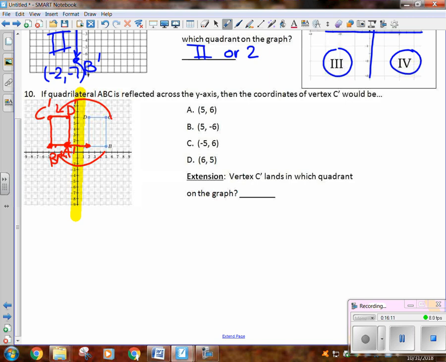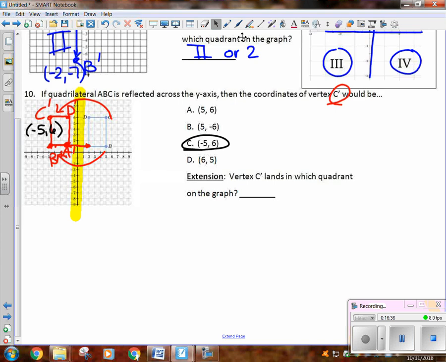I'm talking about the coordinates of vertex C prime. C prime is over here at -5, up 6. So I'm actually at -5, up 6. So having a picture really helps me see what I'm looking for. If they do not provide you with a graph, please use gridded paper and do it yourself.